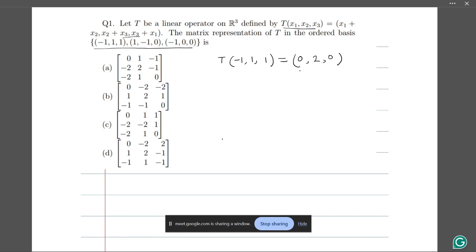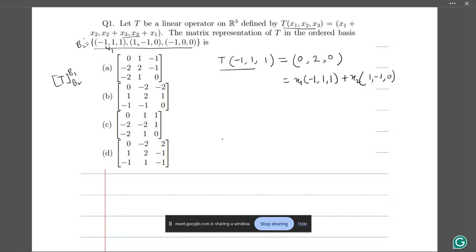So we want to write it as a linear combination of this new basis. Let's say this is B2 only. So how do we write it? x1 times (-1, 1, 1) plus x2 times (1, -1, 0). They are asking for the matrix representation with respect to B2, so that is why I am calculating T here.